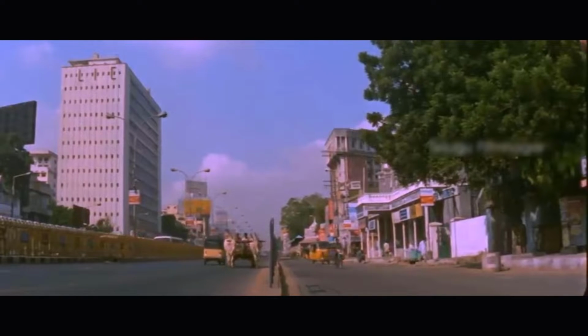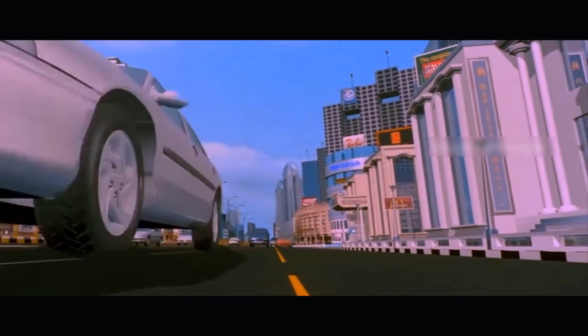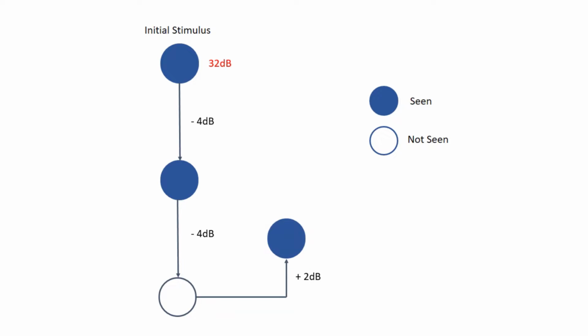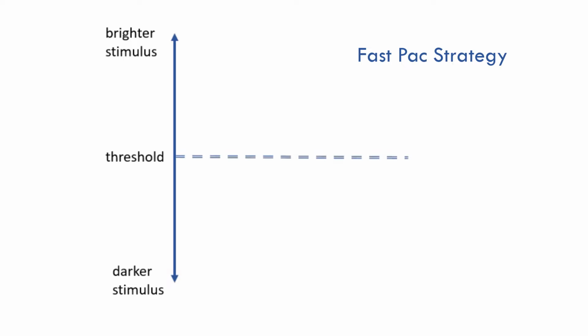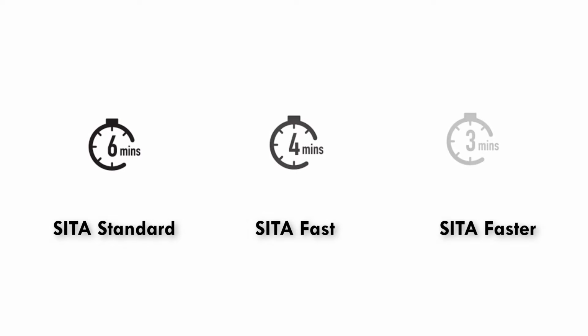Over the past 50 years since its inception, various incremental innovations have been developed. Full threshold strategy, where a bracketing technique is performed at every point, which is time consuming, followed by the Fastpac strategy with a single reversal using an increment of 3 decibels, to the latest SITA strategy. The latest update is that of SITA Faster, where the testing time is 3 minutes.